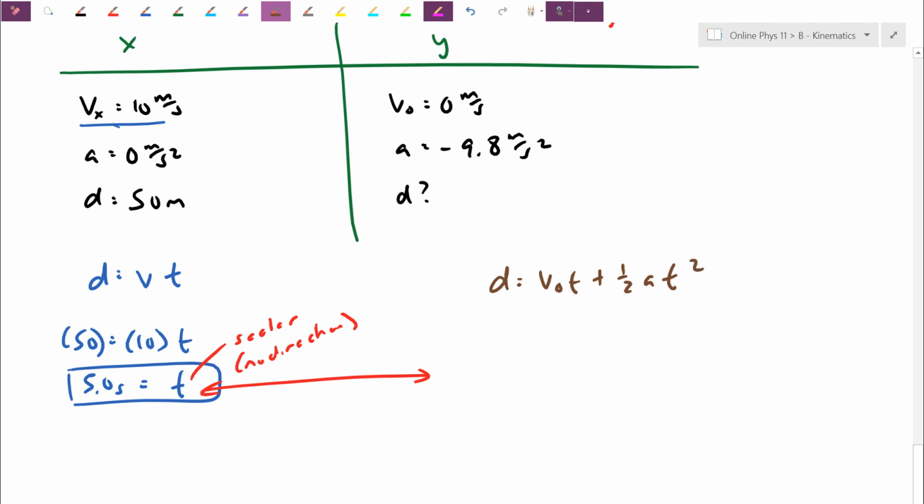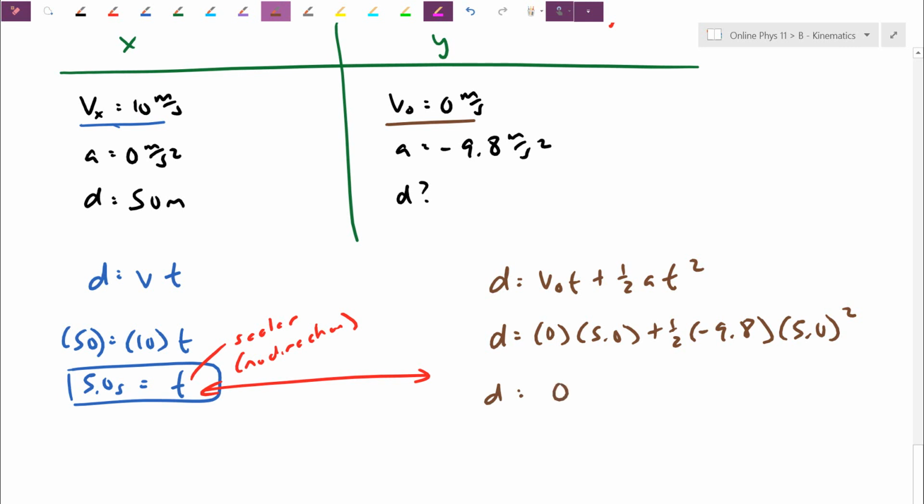So v naught t plus 1/2 at squared. Again, for a meatball style question, a little bit easier because initial velocity is actually 0 for the vertical. The time we just said was 5, and acceleration is 9.8 with the 5 squared. Here we go. So 0 times 5 is 0. I'm going to type in the other part here, 0.5 times 9.8 times 5 squared.